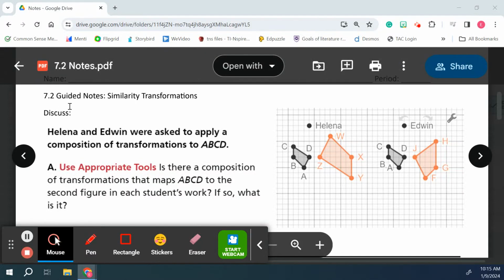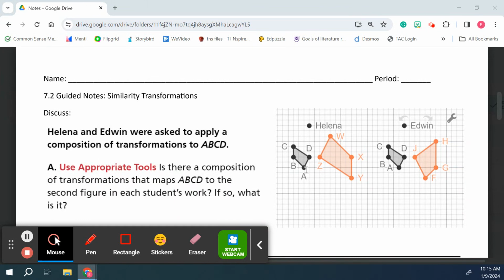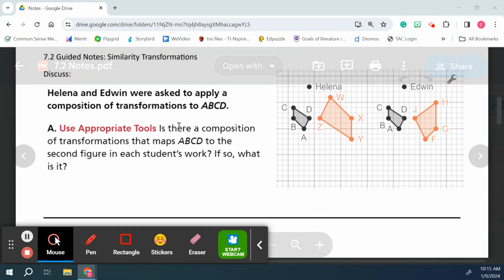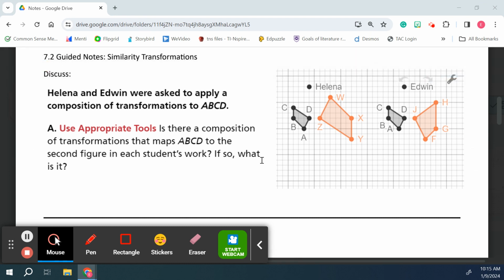Okay, so 7-2, similarity transformations. It says, Helena and Edwin are asked to apply a composition of transformations to A, B, C, D. So here's A, B, C, D. Use appropriate tools. Is there a composition of transformations that maps A, B, C, D to the second figure in each student's work? If so, what is it?